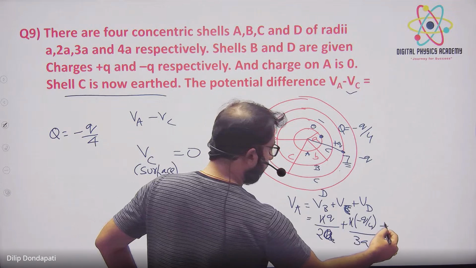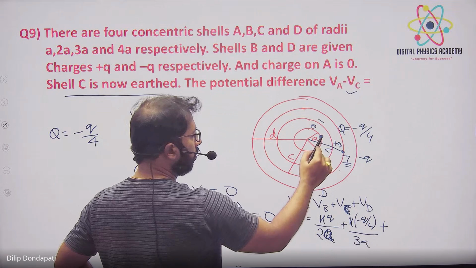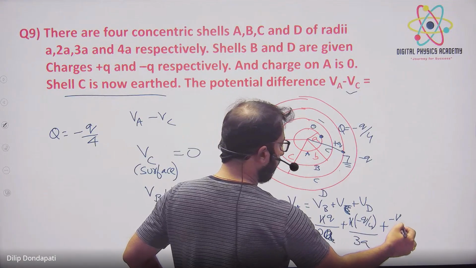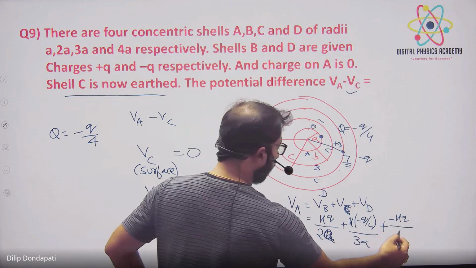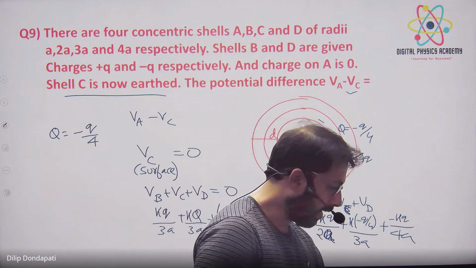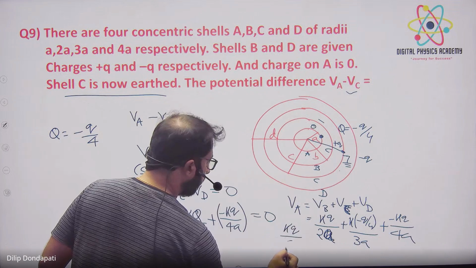Okay, next, for the outside shell, this point is inside. So how much will it be? KQ by 4. Minus, right? Minus KQ by 4. If you solve, we'll get the answer as KQ by 6. KQ by 6.